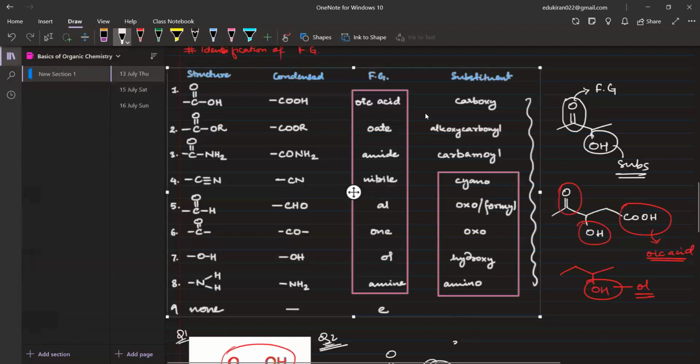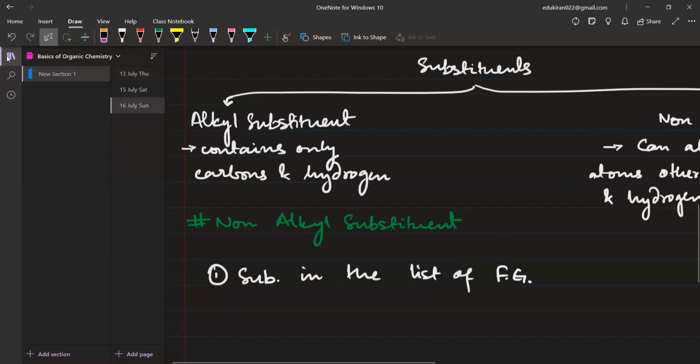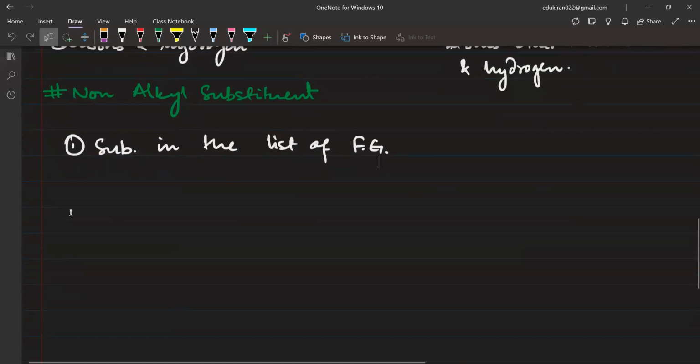Now, what are these substituents? We have done this in the first class itself. If you have, for example, OH acting as a substituent, then you will write hydroxy. If you have NH2 acting as a substituent, then you will write amino. If you have ketone, that is the one group, acting as a substituent, then you will write oxo. Similarly for aldehyde, nitrile, amide, and then ester and everything. So that is one thing: substituent in the list of functional group. We have already written that, so we are not going to repeat it.